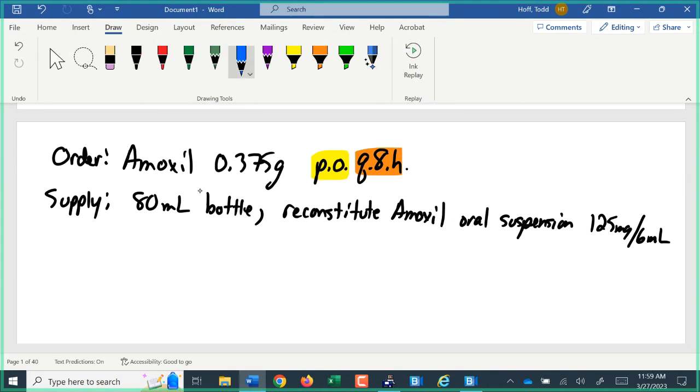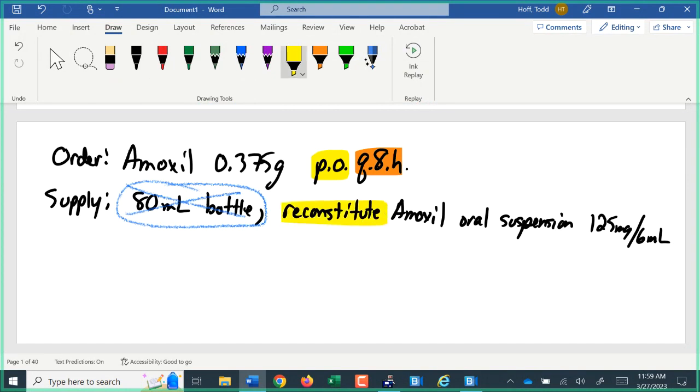First, 80 milliliter bottle. That is useless information. All that is telling us is the total volume of the bottle. It doesn't play a part in our calculation here. It might in the end tell us if we need to get a second bottle to get the appropriate dosage, or how many of these doses we can get out of a bottle. But for the immediate calculation, it doesn't do anything for us.